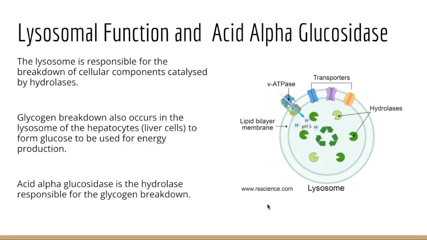As we know, glycogen is a multi-branched polysaccharide of glucose that serves as a form of energy storage in the liver of animals. So because glycogen is broken down in the liver, hepatocytes have an abundance of lysosomes to facilitate this function.